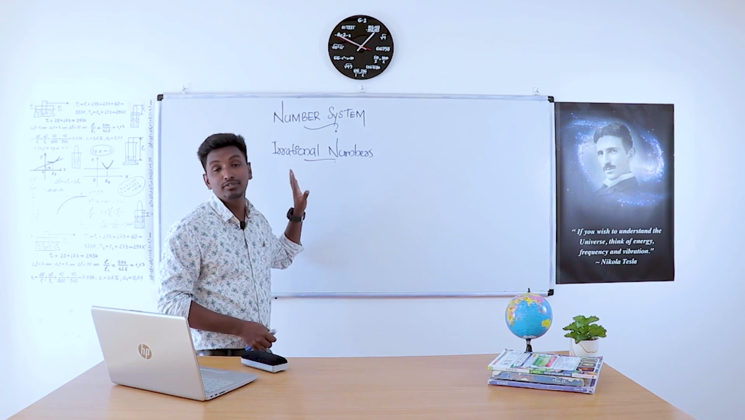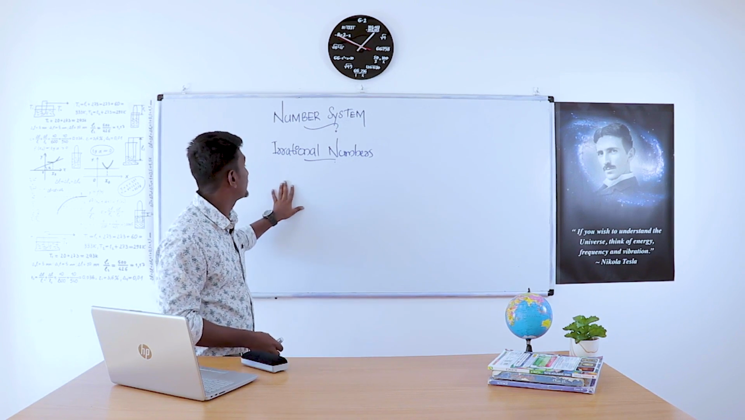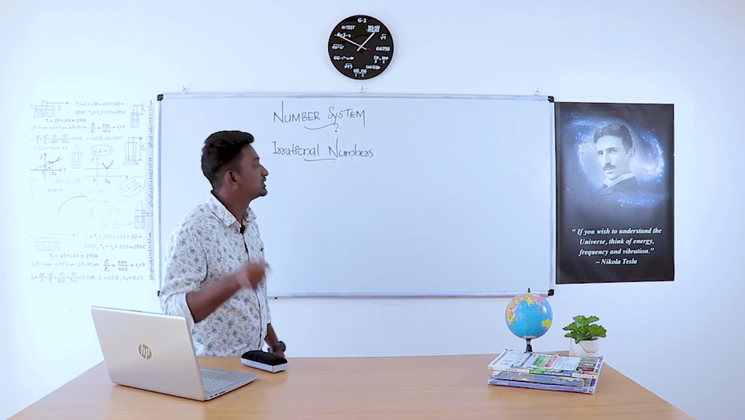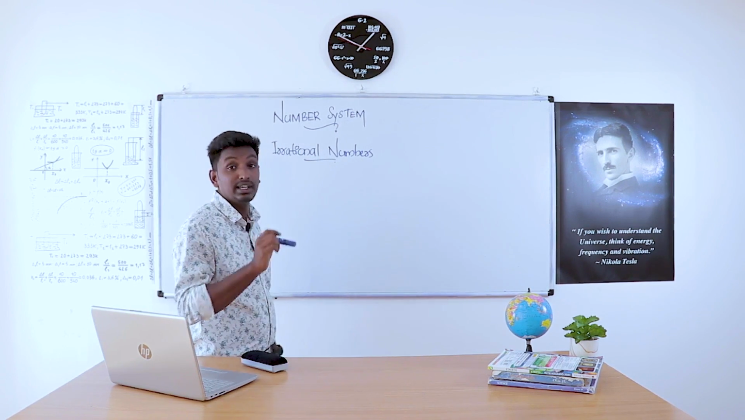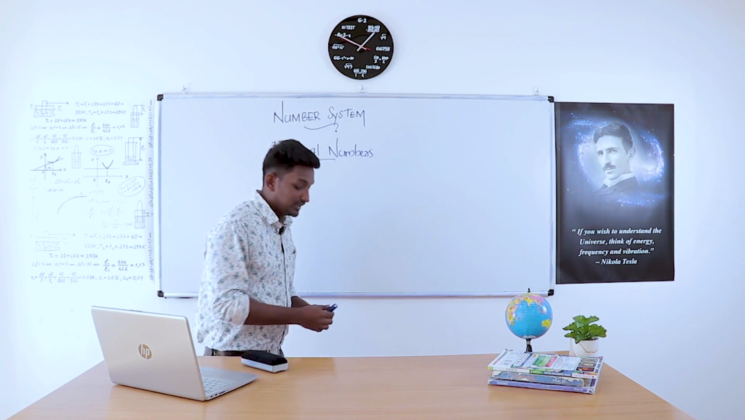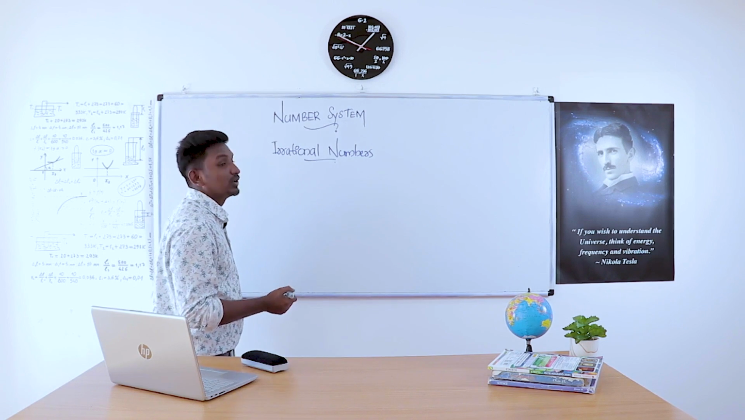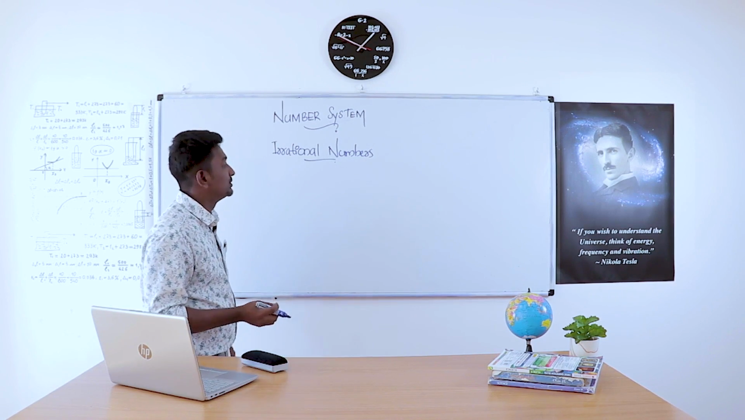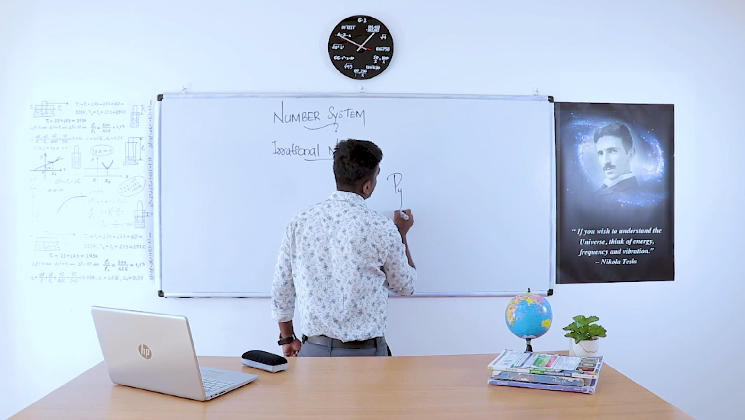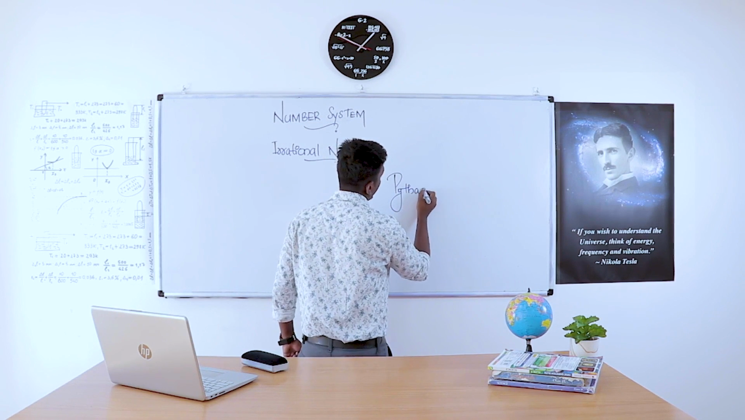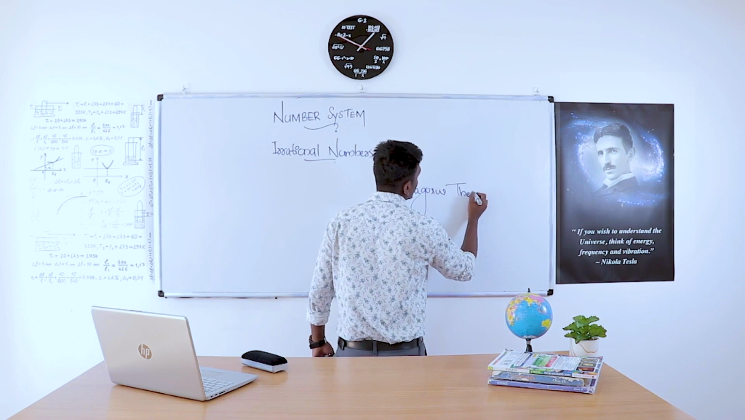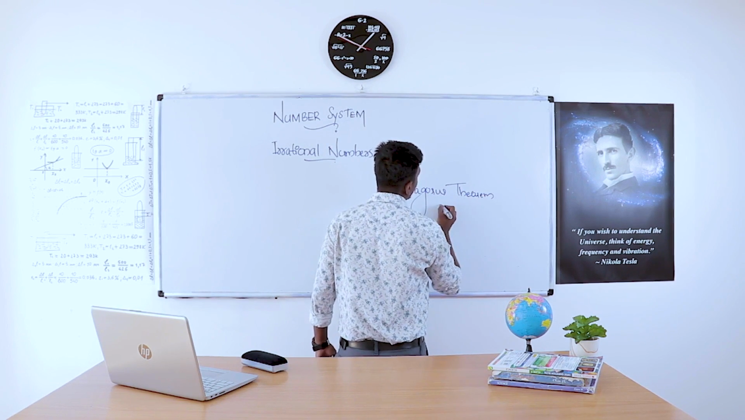We need not a rough figure, we need the accurate point at which root 2 lies. That's a question for your exam. Locate root 2 on the number line. Now, before going to locating root 2, I should mention a term called Pythagoras theorem. Don't you remember this theorem?